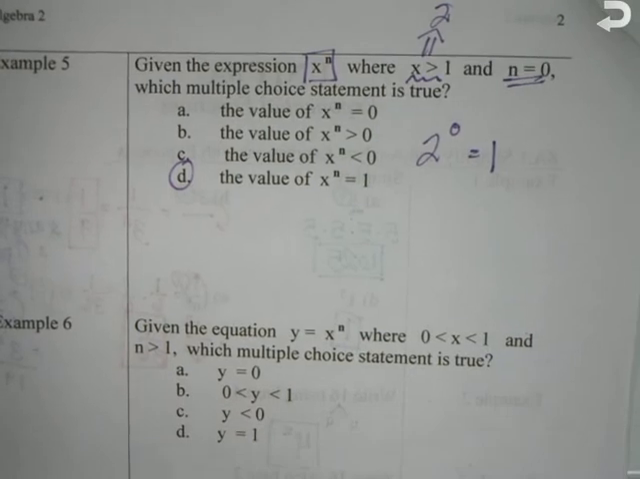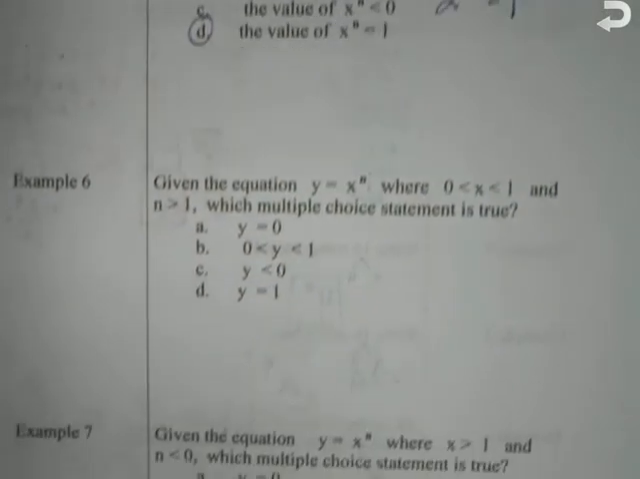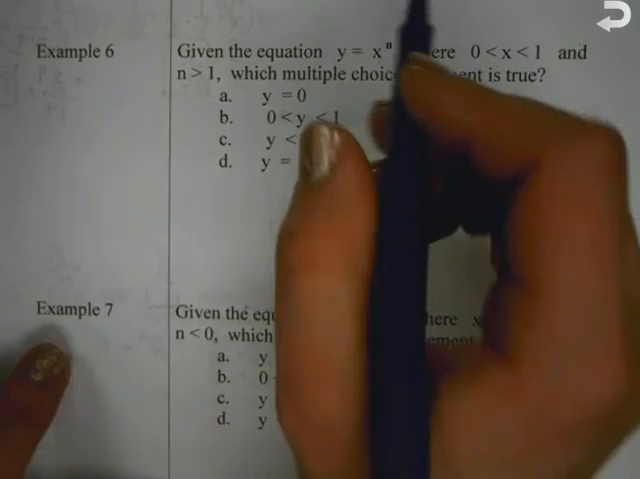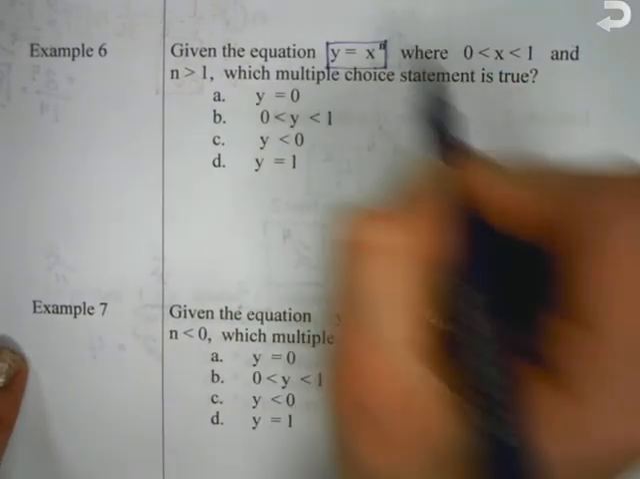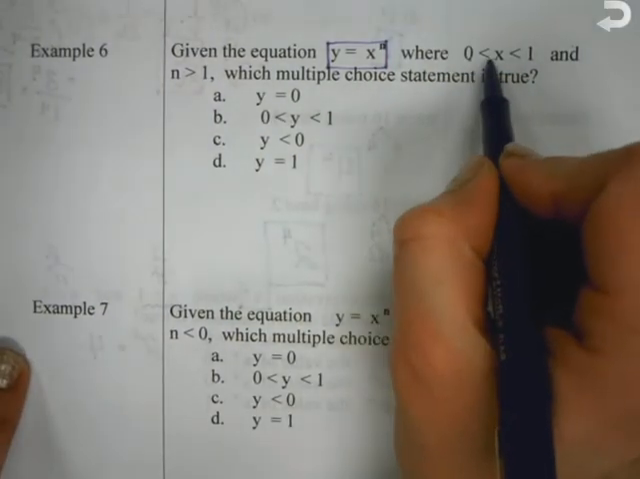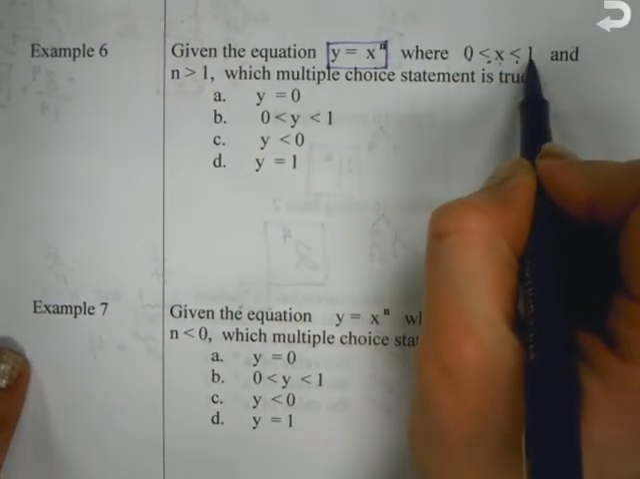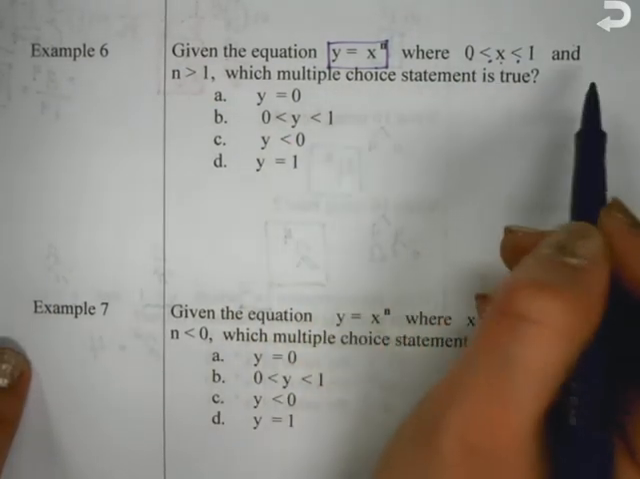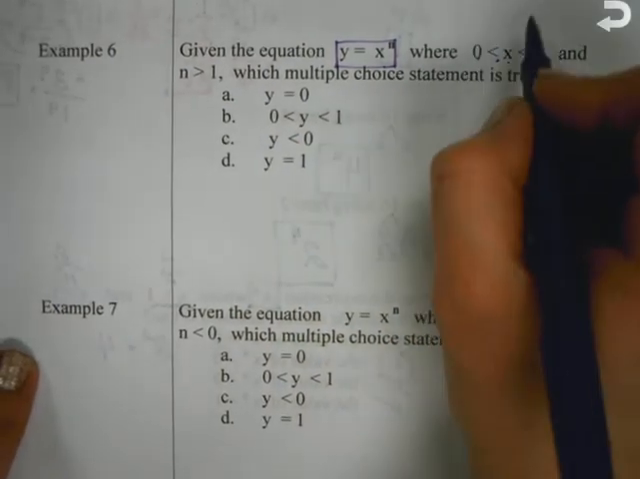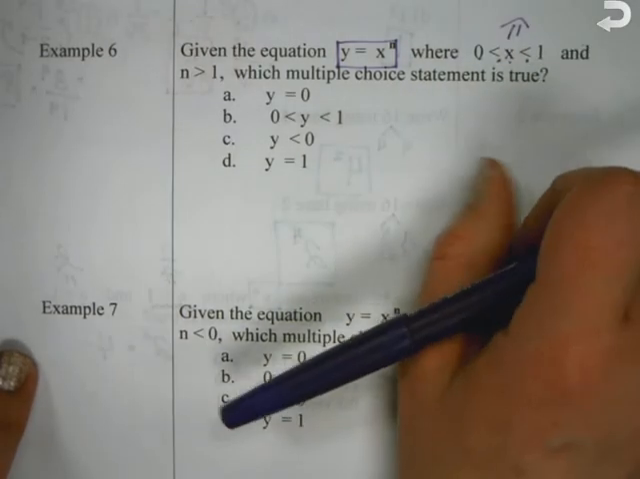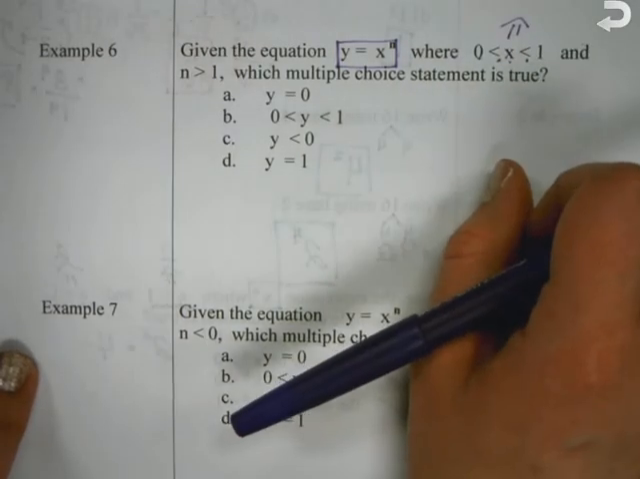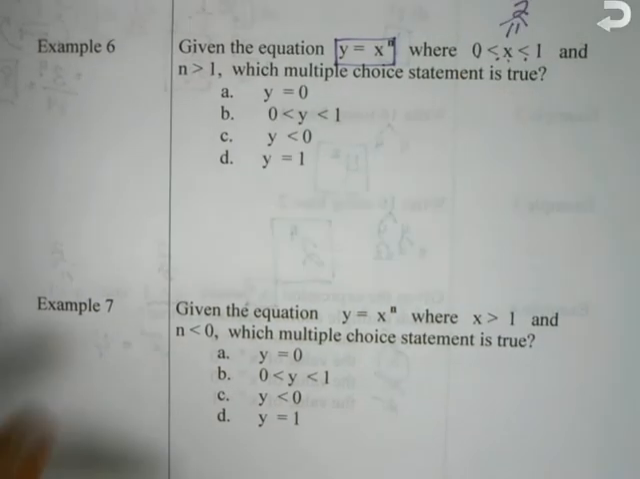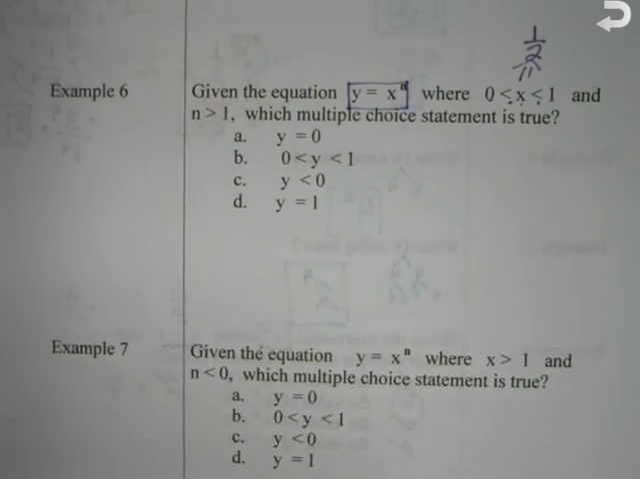Okay, example 6. Given the equation y equals x to the n, where 0 is less than x and x is less than 1, and n is bigger than 1, what multiple choice statement is true? So now we need to pick an x that is in between 0 and 1. What do you think? 0.5. Let's do it. 1/2. I'm going to use a fraction though. Okay. So we're picking the number that's right in the middle of those two, 1/2.